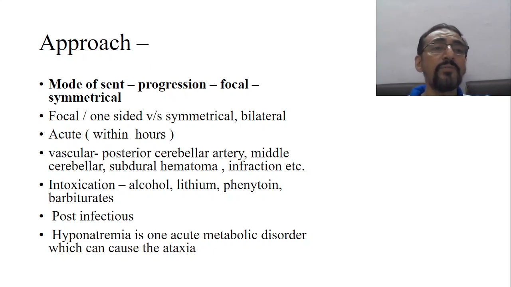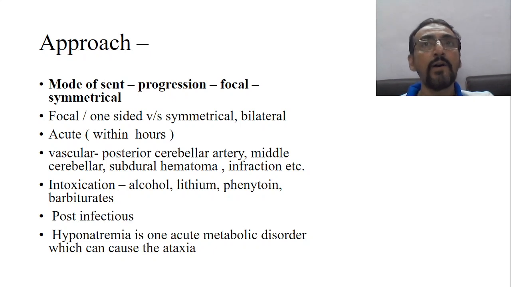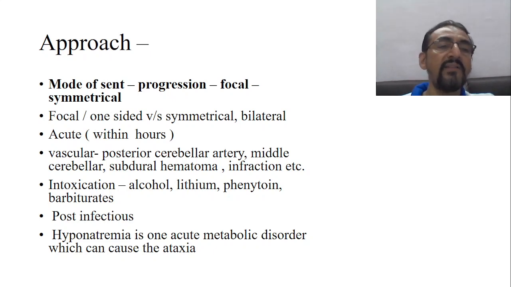Sometimes the cause may be vascular. Some of the vascular problems may also lead to this set of problems, that is posterior cerebral artery problems, middle cerebral artery problems, subdural hematoma, infarction, thrombus, etc., occurring in these arteries, or sudden cutoff of the blood supply. That may also lead to some of these ataxias.